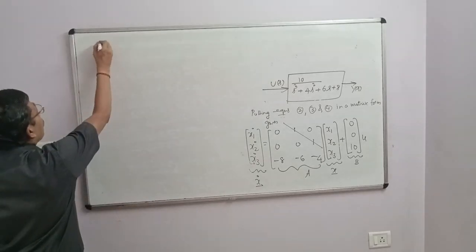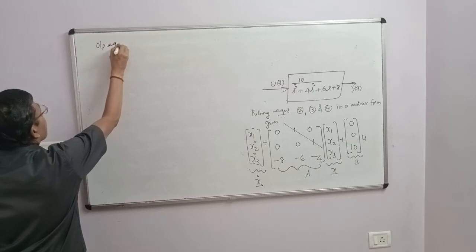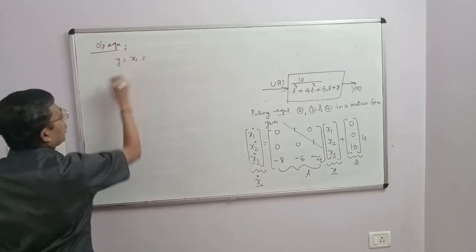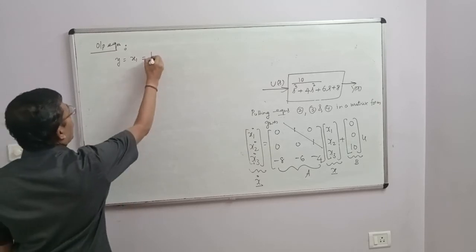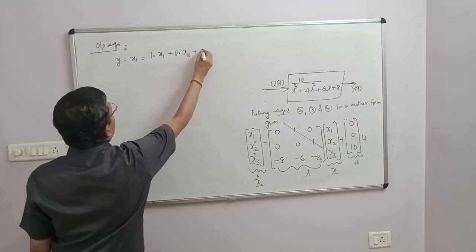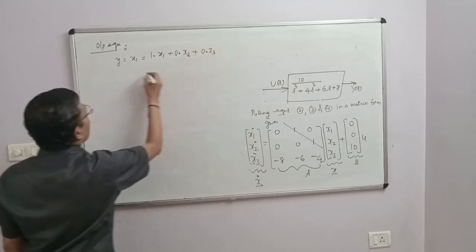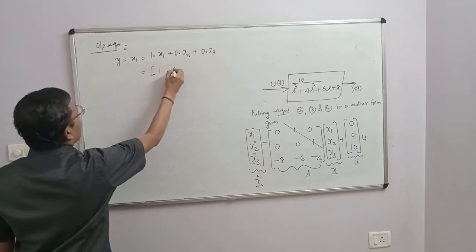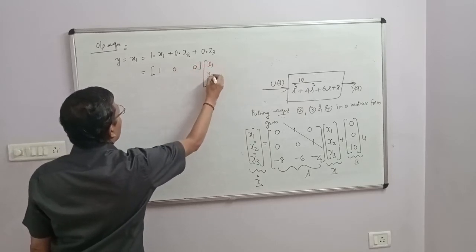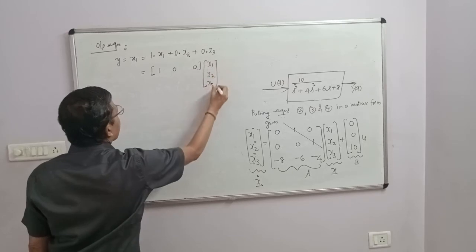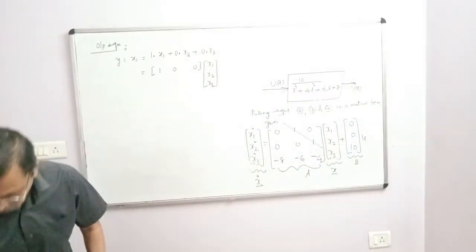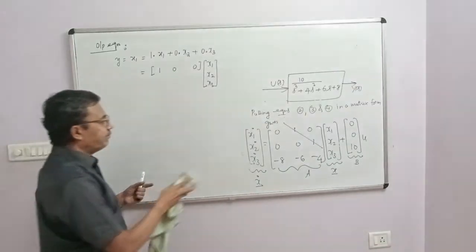Next I go to output equation. What is the output? Y is equal to x1. This we can write as 1 into x1 plus 0 into x2 plus 0 into x3. So this is nothing but 1, 0, 0 multiplied by the column matrix x1, x2, x3. This is how the problem is done. We shall go to next problem.